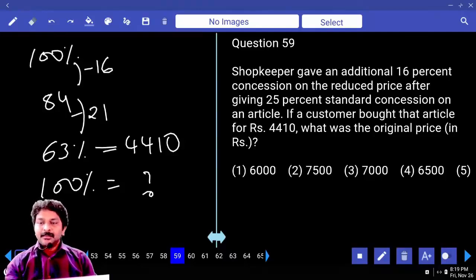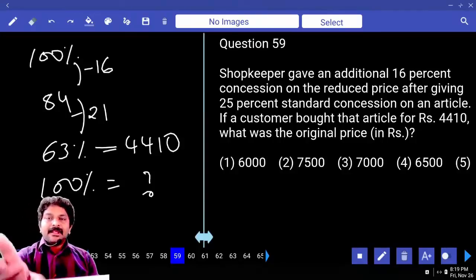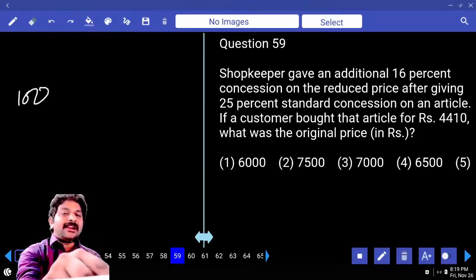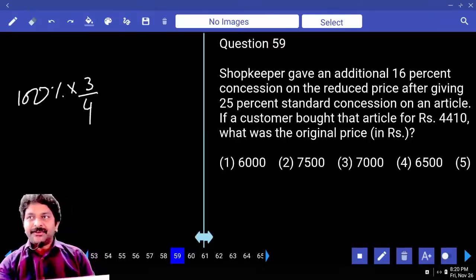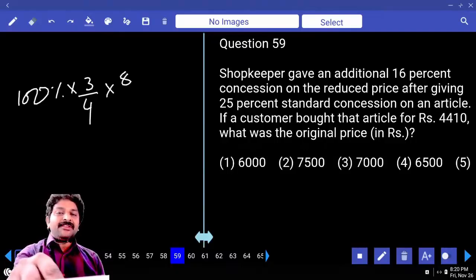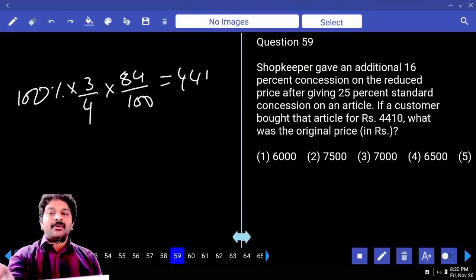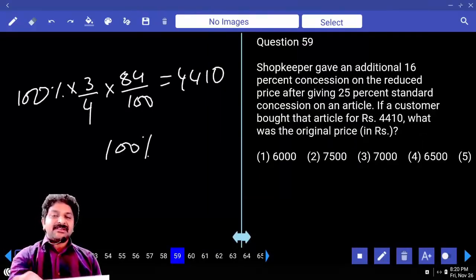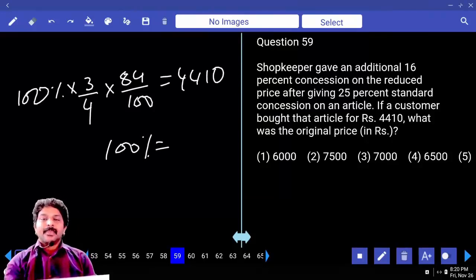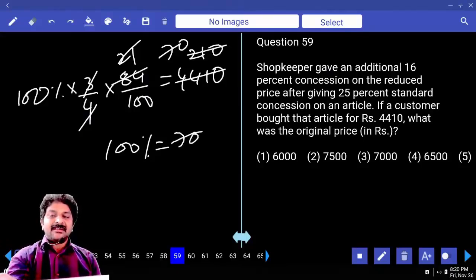Okay now. The other way is, initial value 100%, there is a 25% discount, then you will pay 75%, which is 3/4, and then again a 16% discount is given, then you will pay 84%, 84 by 100, which is equal to 4410. From this, 100% is equal to how much? 441 times 21 squared we have, so that is 210. 370 times 100 goes to the right hand side, becomes 7,000.